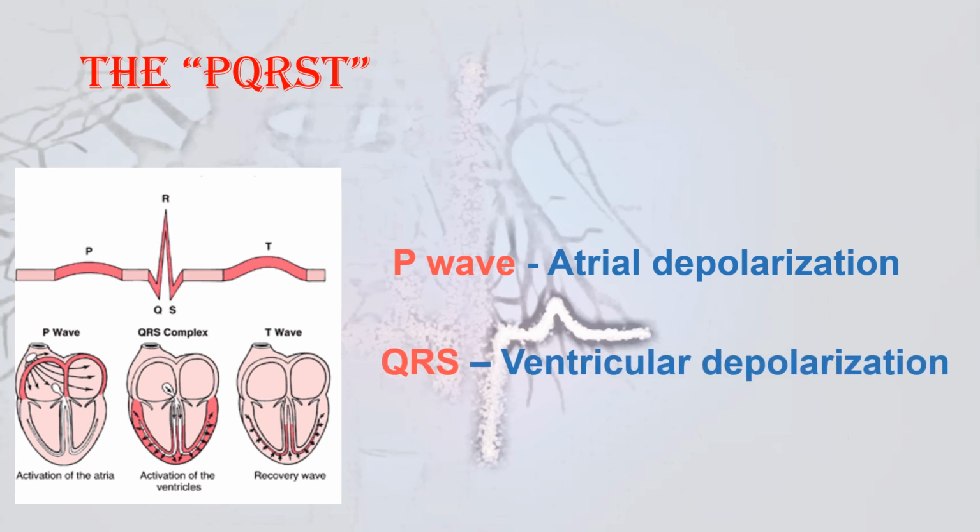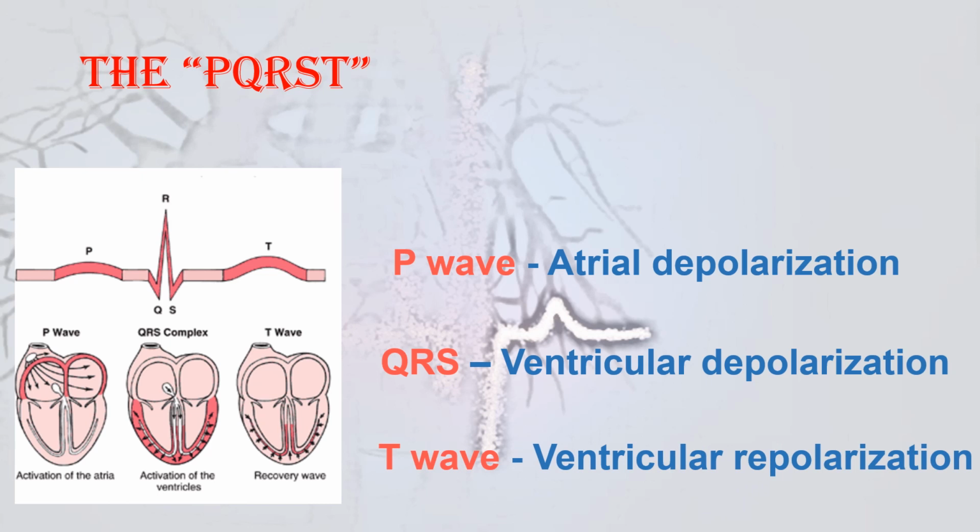The QRS complex represents ventricular depolarization, otherwise ventricular contraction or ventricular systole. During this stage the blood collected in the right ventricle and left ventricle will be pumped out. From the right ventricle it moves through the pulmonary arteries to the lungs for purification, and from the left ventricle it is pumped out through the aorta for the systemic circulation. Then the T wave represents ventricular repolarization, the stage of relaxation or recovery wave.